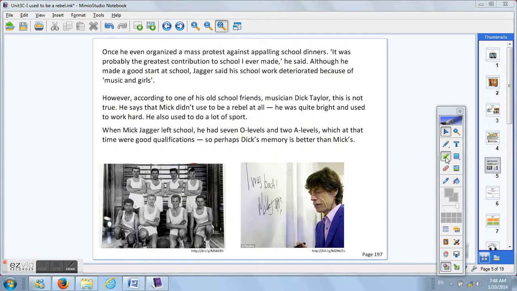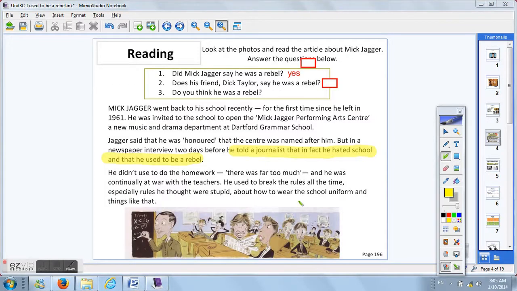Question number 2, what does his friend Dick Taylor think? He says that Mick didn't used to be a rebel at all. In fact, he was quite bright and used to work hard. He also used to do a lot of sport. So the answer to question number 2, does his friend Dick Taylor say he was a rebel? The answer is no.